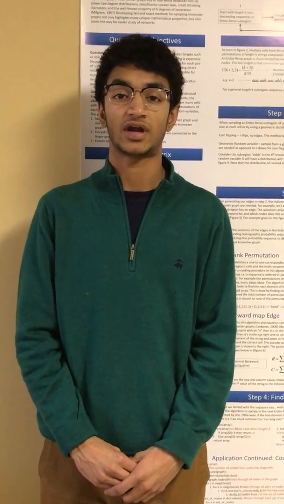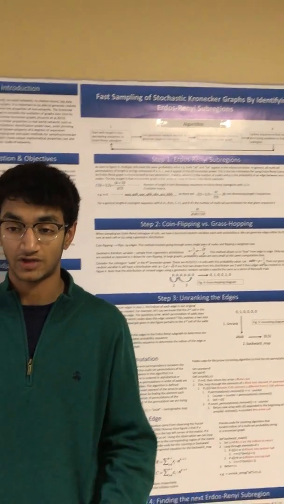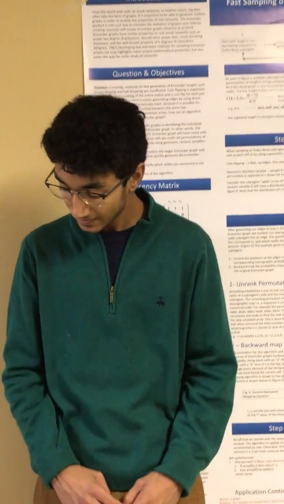I contacted researchers at Purdue, and I was eventually able to find someone to work with on this area of computational math, specifically on Kronecker graphs, which is a type of random graph that I was analyzing and trying to create more efficiently, to generate these graphs faster. And that's kind of how I got into this project.